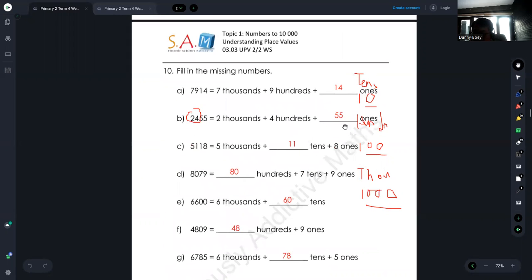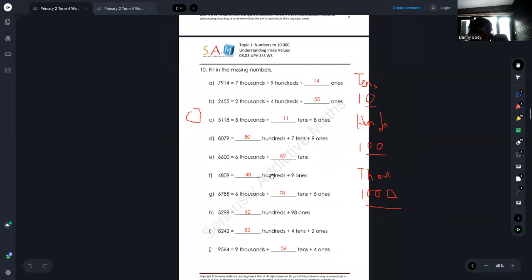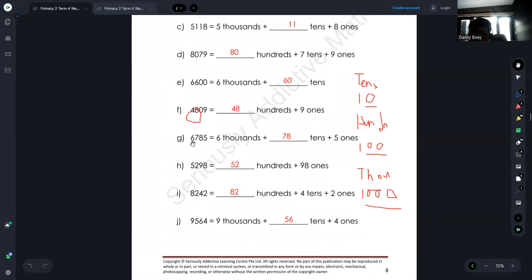Now the following questions are getting a bit tougher, but you always use this method. So for example, do a few questions with them. Say for example, 6,785. They've got 6,000 here, but they don't have hundreds, they only have tens. So what replaces the missing part? You have 6,000, you have 5 ones. That means that 780 is missing.